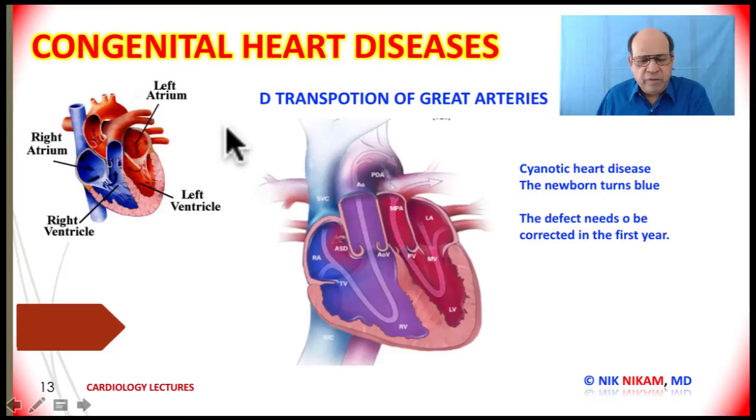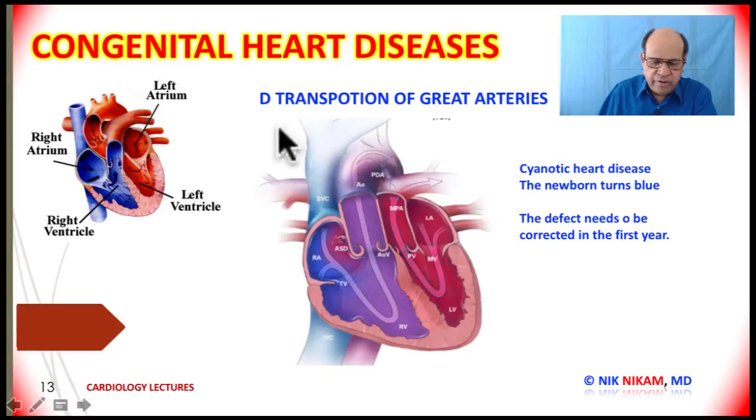Now let's talk about transposition of great arteries. As the name indicates, the aorta is attached to the outflow tract of the right ventricle, and the pulmonary trunk is attached to the outflow tract of the left ventricle. Now we have two closed circuits which do not connect with each other.